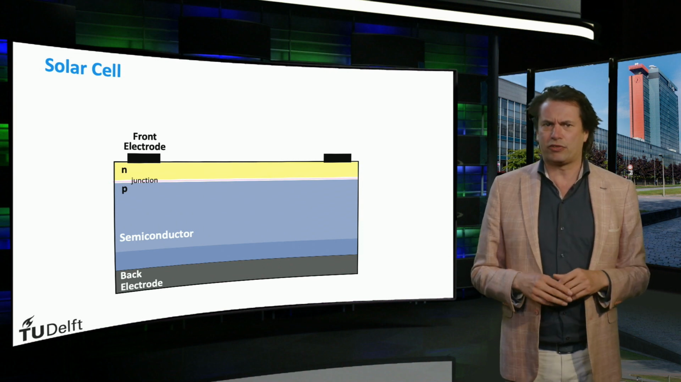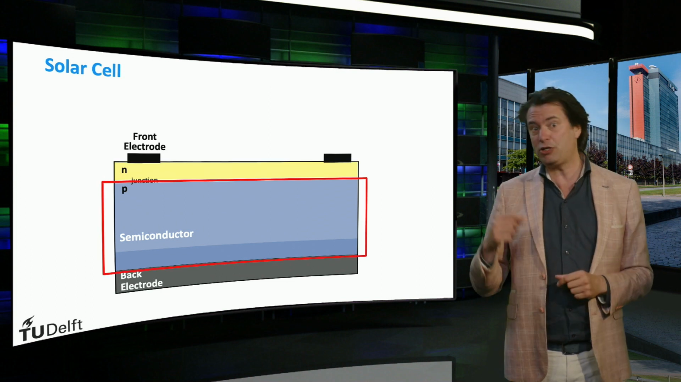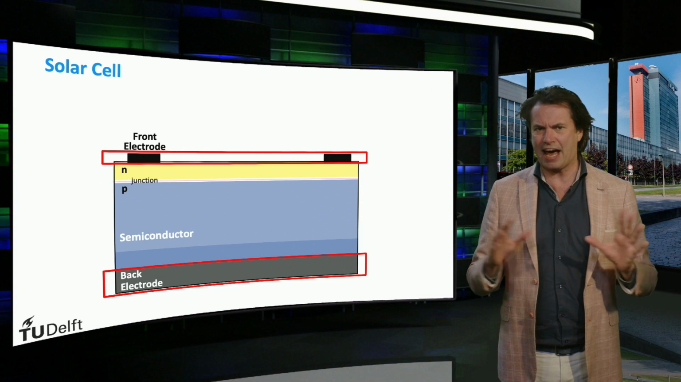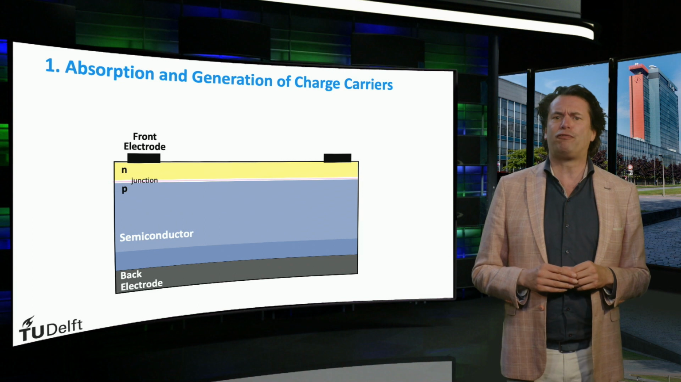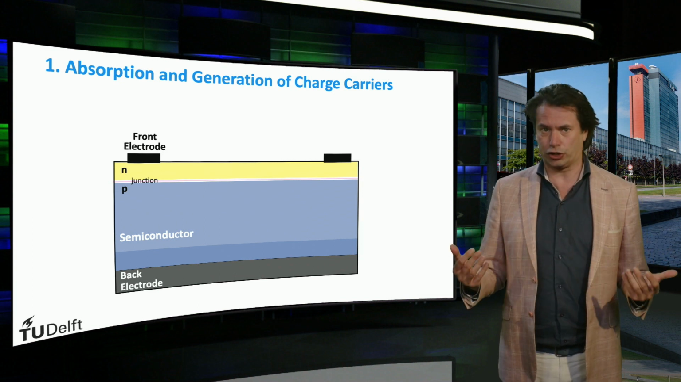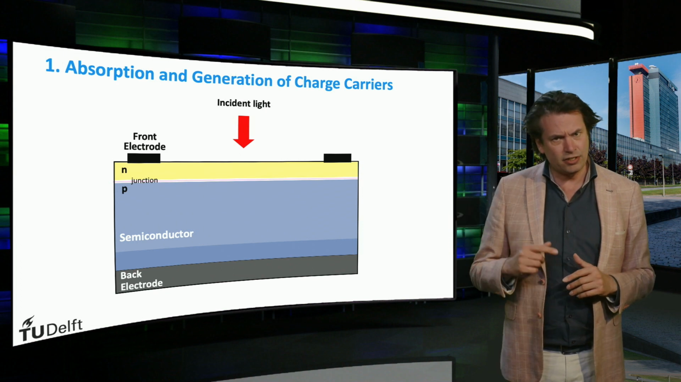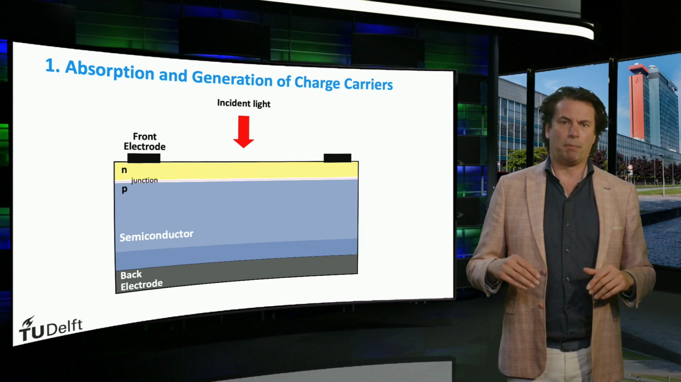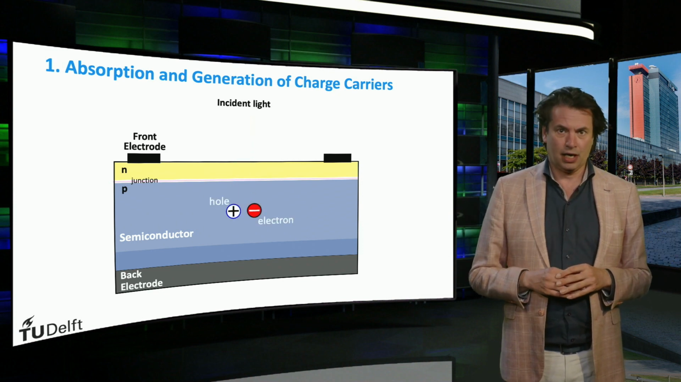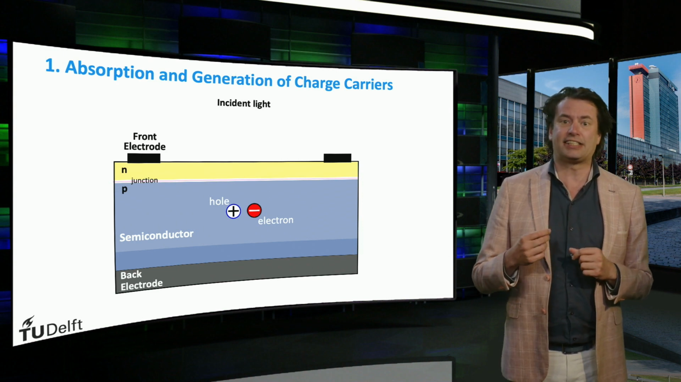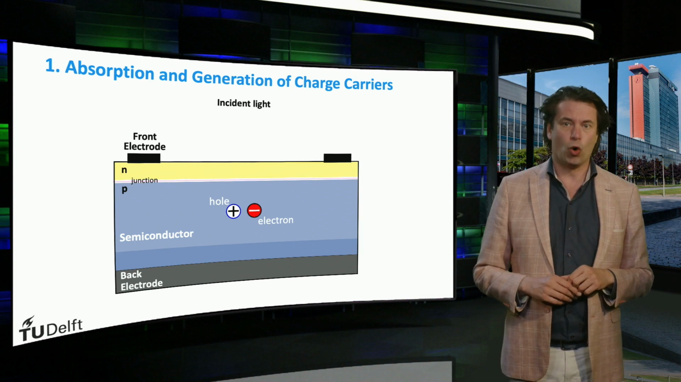This is a basic crystalline silicon solar cell with an n-doped silicon layer, a p-doped silicon layer, and back and front electrodes. The first process involves the absorption of photons in the materials that form a junction. Shown here is a single photon of light incident on the solar cell. Upon absorption of the photons, an electron-hole pair is generated. A negatively charged electron is excited to a higher energy state and it leaves behind a positively charged hole.